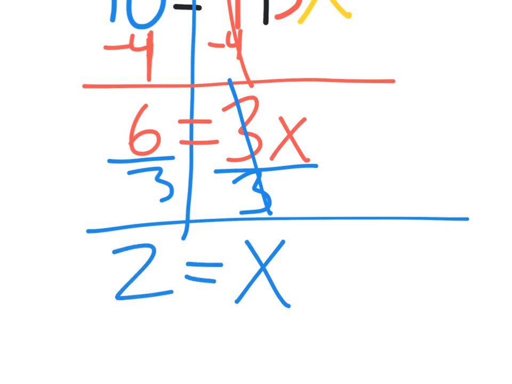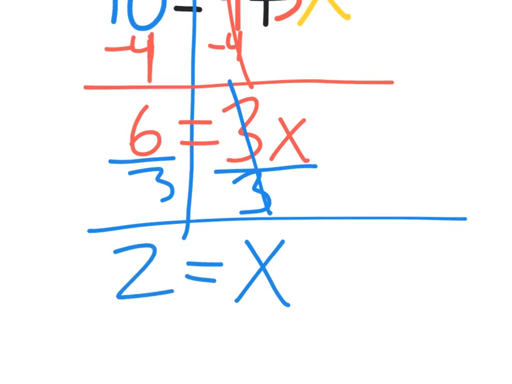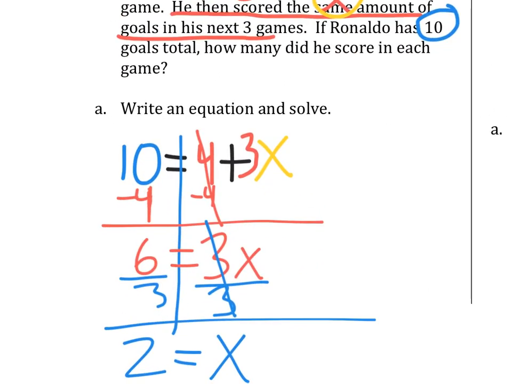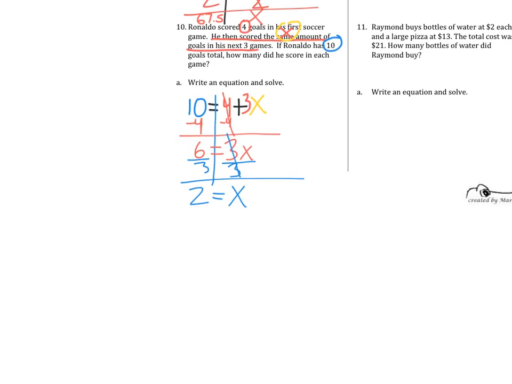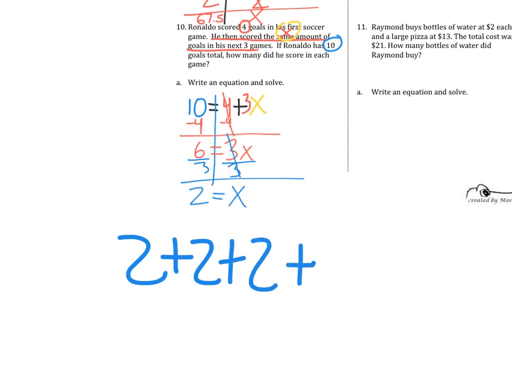So he scored 2 goals for those other 3 games, and I can even double check it real quick. So I'm just going to write the situation out here just so you guys know what I'm talking about. He scored 2 for 3 different games. In that very first game, he scored 4. Well, 2 plus 2 plus 2 plus 4 is 10. That was our answer. That's what we're looking for on that one.